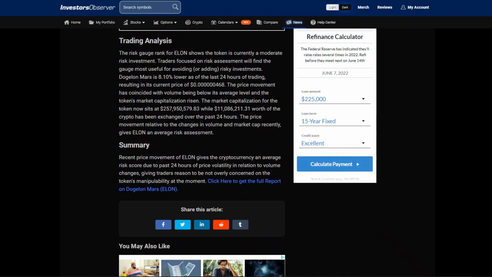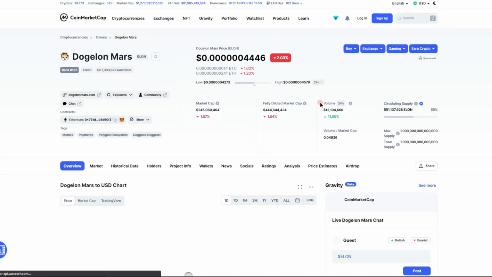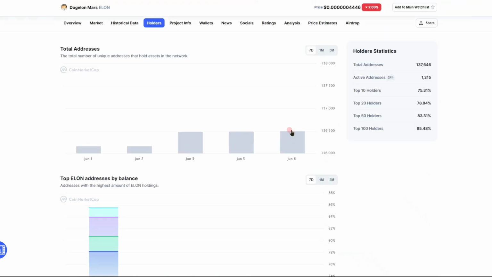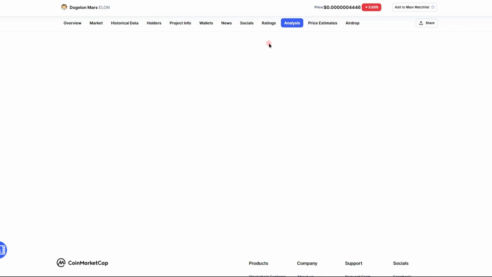But we do have some big news. So I want to get into an article today that has a lot to do with what's going on with the crypto market. But before we do, let's take a look at our holder count. It looks very nice. It looks like about 137,646 holders. Let's go. This is looking very awesome.